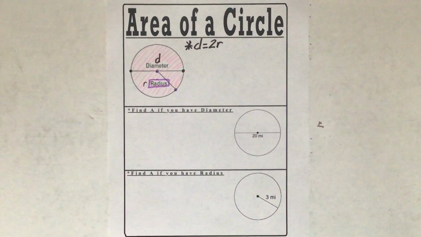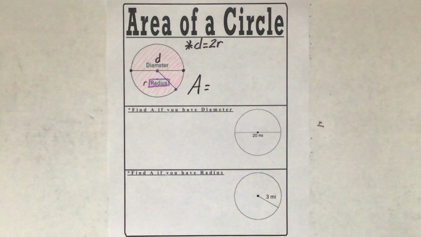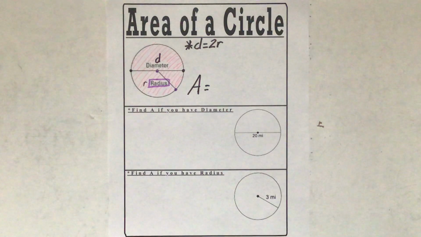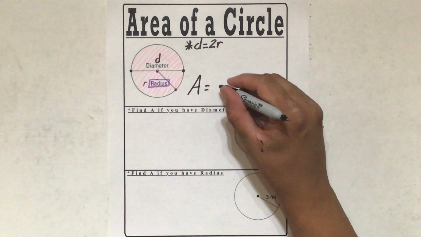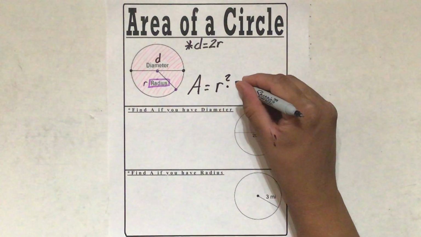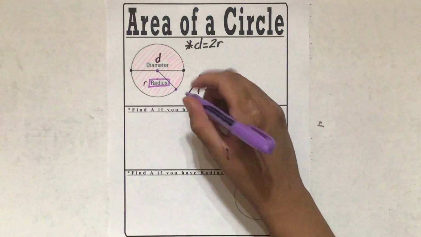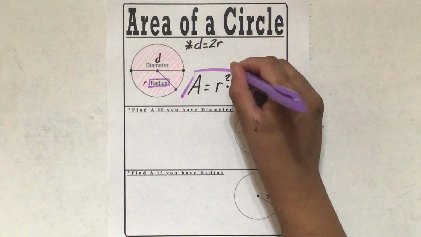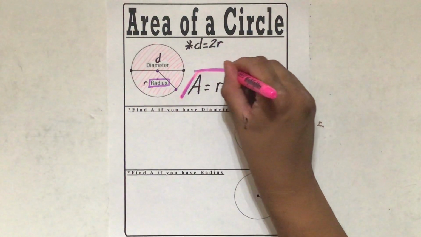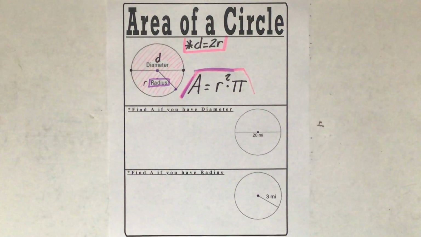So we're finding area here. The formula for the area, we use A for area, is actually simpler than the circumference, which we did before. The formula for the area is R squared times pi. R squared times pi. So this is what we're going to use. This is the formula that we're going to use to find the area. And we're also going to use this one when they give us the diameter.